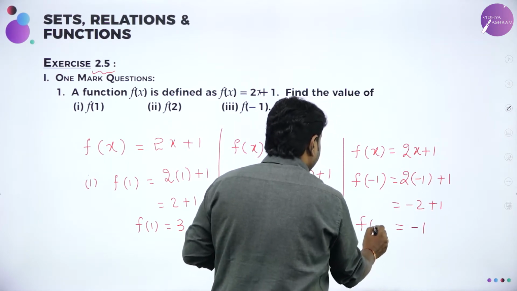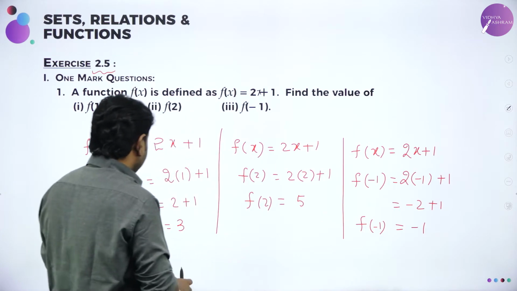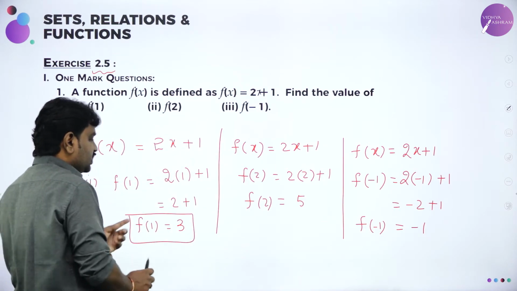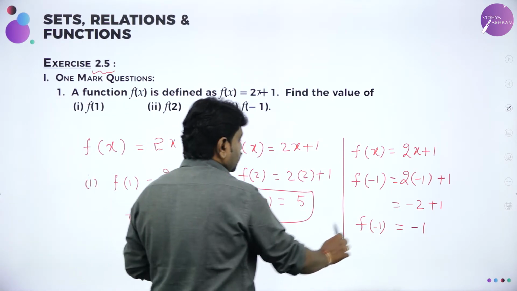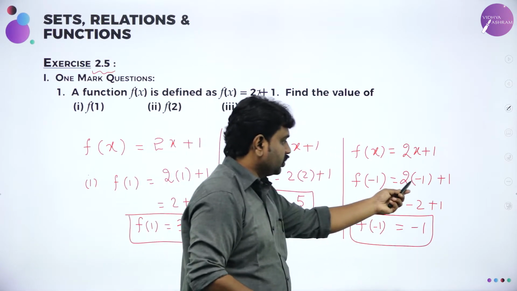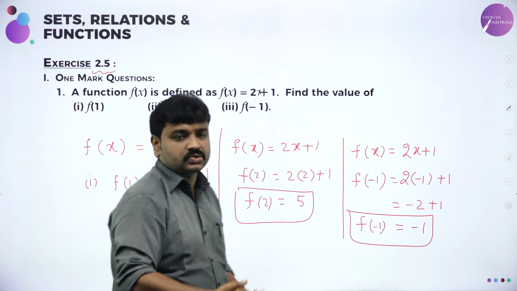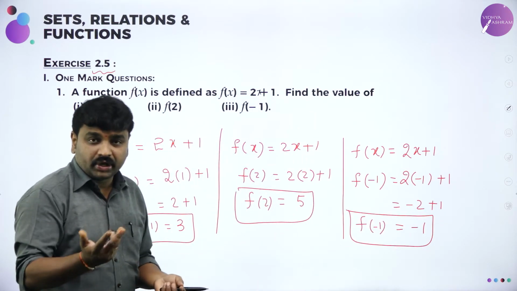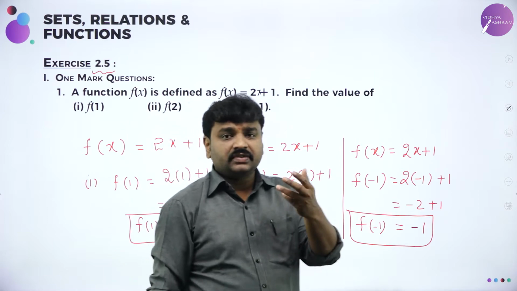So, now we got f of 2, or we read this as image of 1. Image of 1 is 3, image of 2 is 5, image of minus 1 is minus 1. So, f of minus 1 they want: 2 into minus 1 plus 1, minus 2 plus 1 is minus 1. Is it not simple? Compared to any other chapter, this is easy because the function value they will give.